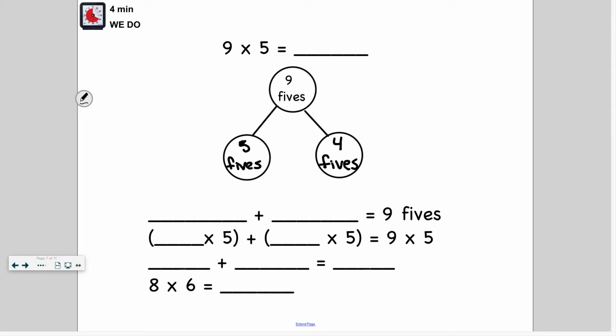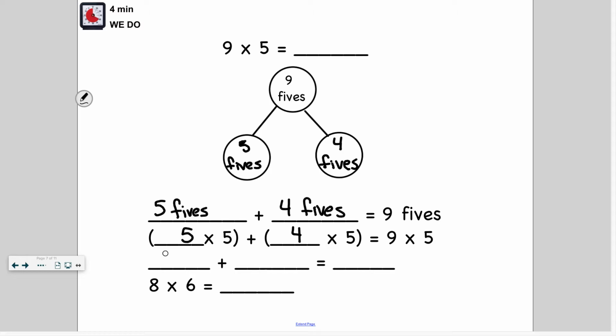So let's go ahead and write 5 fives plus 4 fives. And then we want to solve or convert 5 fives into an expression. Well, that would be 5 times 5. So if 5 fives equals 5 times 5, what would 4 fives be? It would be 4 times 5.